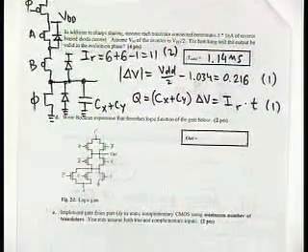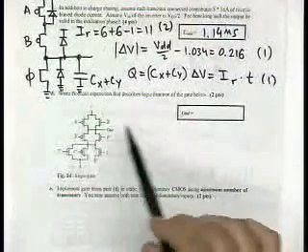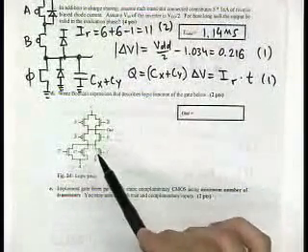And now going to part D, we have to write a Boolean expression that describes this function.